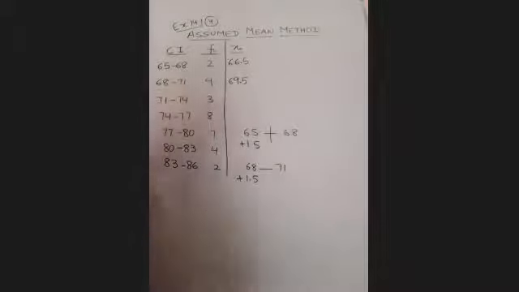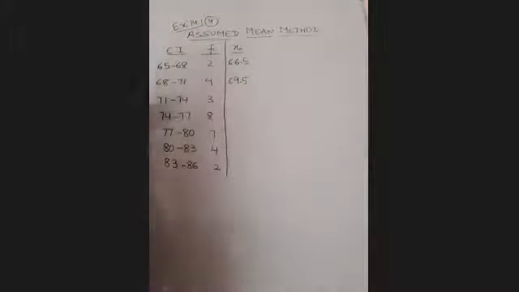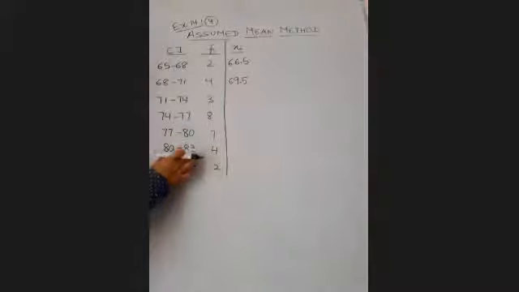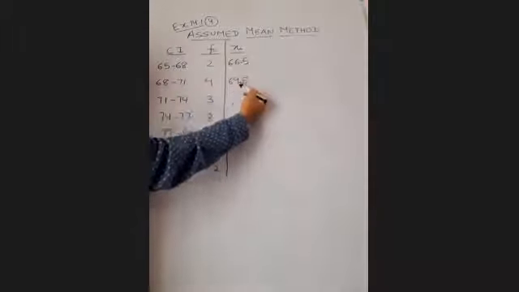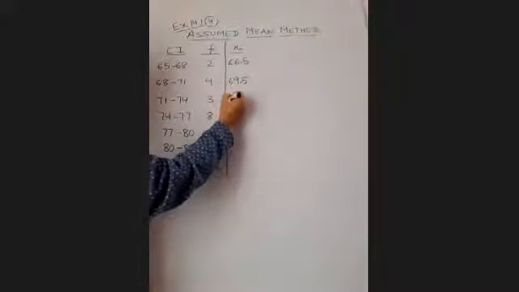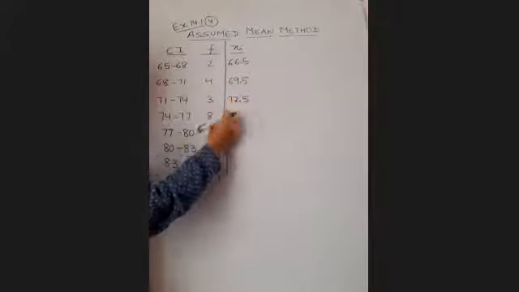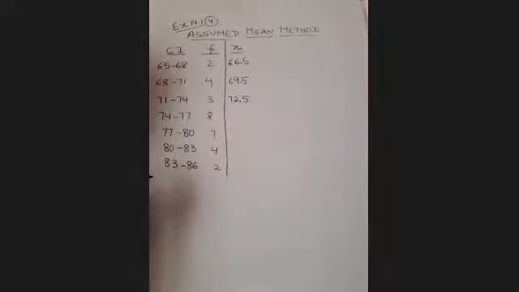Clear? And beta, if you just notice, all these are continuous intervals with the constant width 3. Width could be different also in the questions, but in this question, all the intervals have class width 3. So the class marks will differ by 3. So 69.5 plus 3 is 72.5.